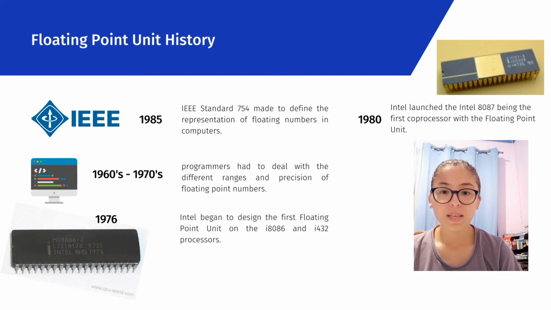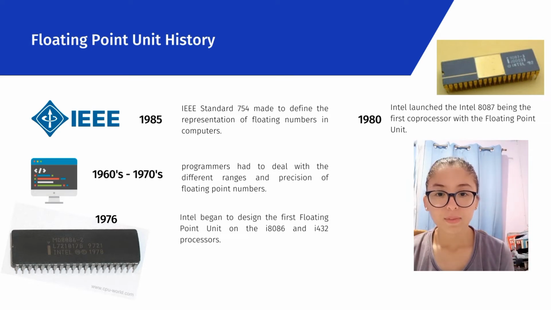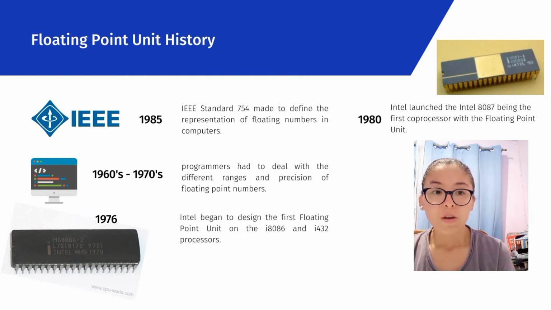The floating point unit design tests were carried out on their 8086 and 432 processors. It wasn't until 1980 that Intel launched the Intel 8087. This was the first coprocessor to implement the floating point unit for the 8086 line of processors. The goal of the 8087 was to speed up floating point calculations. Intel saw floating point instruction processing as an opportunity for its processors to stand out from the competition.